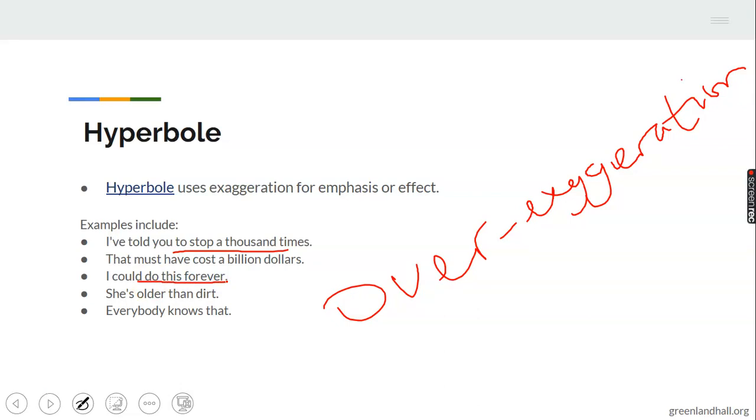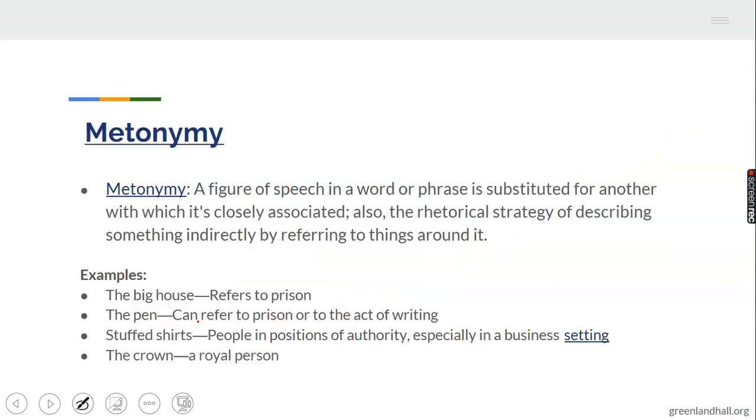I doubt. Then, she is older than death. Nobody can be as old as death. God knows death is one of the oldest things in the world, because it has been since the world immemorial. Everybody knows that. Everybody cannot know that. You are just trying to exaggerate and say it is something known to everybody. But God knows not everybody can know such a thing.